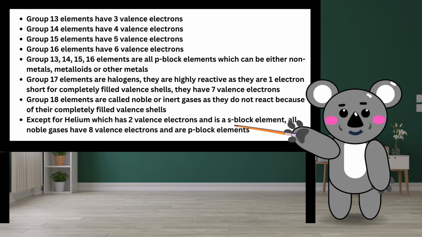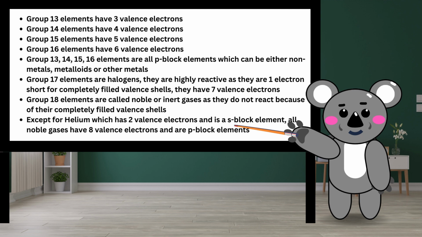Group 13 elements have 3 valence electrons. Group 14 elements have 4 valence electrons. Group 15 elements have 5 valence electrons. Group 16 elements have 6 valence electrons. Group 13, 14, 15, 16 elements are all p-block elements, which can be either non-metals, metalloids or other metals. Group 17 elements are halogens. They are highly reactive as they are 1 electron short for completely filled valence shells. They have 7 valence electrons.